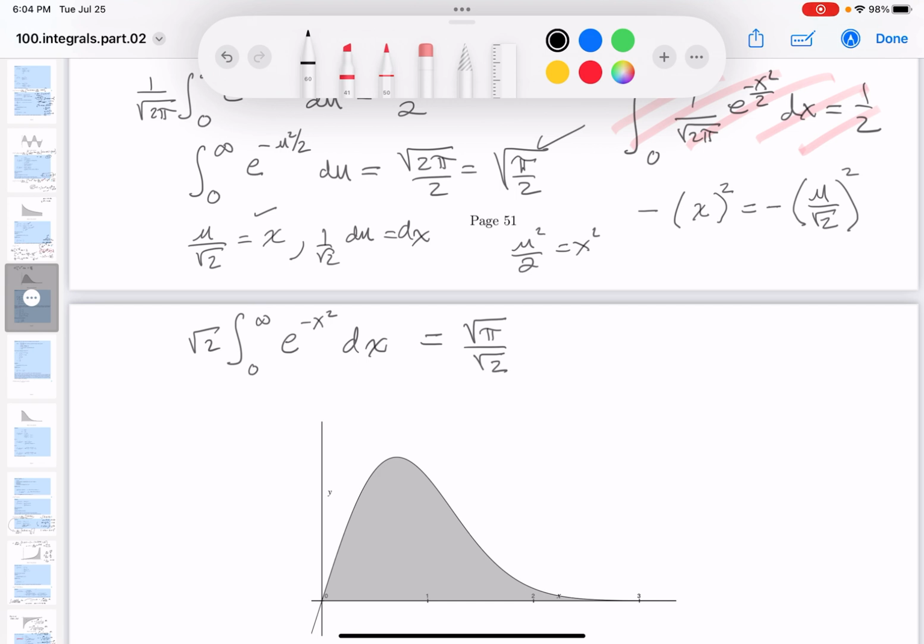What I'm going to do now is divide both sides by root 2. And what do you get? You get the integral from 0 to infinity of e to the minus x squared dx equals root pi over 2. If I'm dividing by root 2, it's like root 2 times root 2, which is 2. This is my answer. All right?